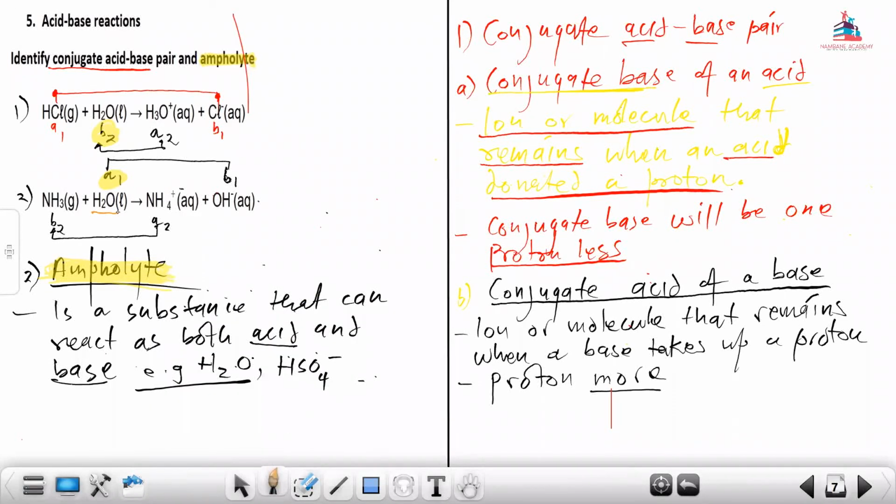here donated a proton. How can we tell? We are moving from NH3 to NH4. So it basically says NH3 accepted a proton. Yes. Fine. Now, we go to the definition. The definition says, whatever is left after the acid has donated, that must be a conjugate base.